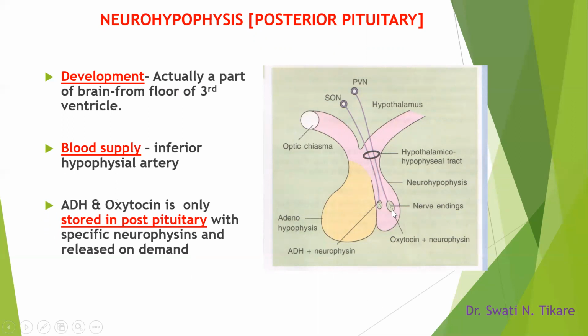During storage here, they are stored along with specific binding proteins. Here, the specific binding protein is neurophysin. So the ADH or oxytocin are present in bound form along with the neurophysin. Remember that whenever the hormone is in a bound form, it is still not doing its action. Only when it is released from its binding protein does it become an active hormone. This was some basics about the posterior pituitary.